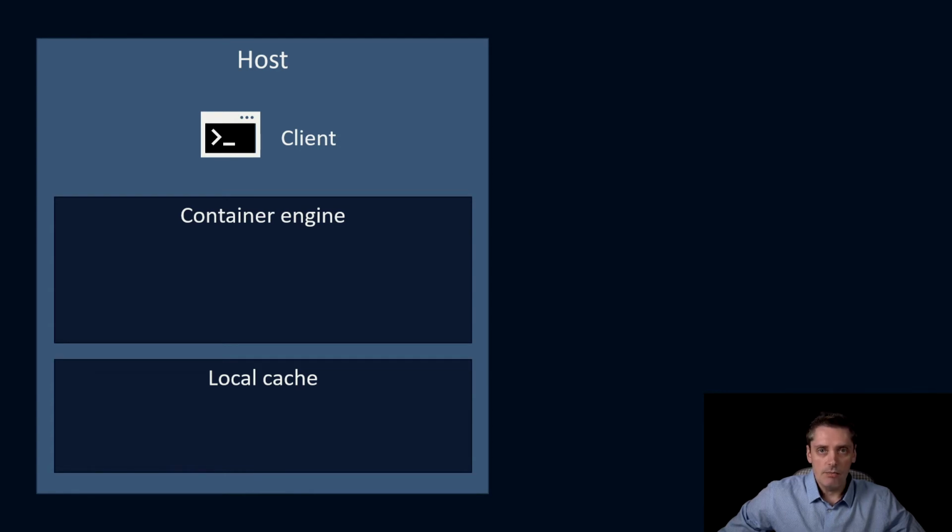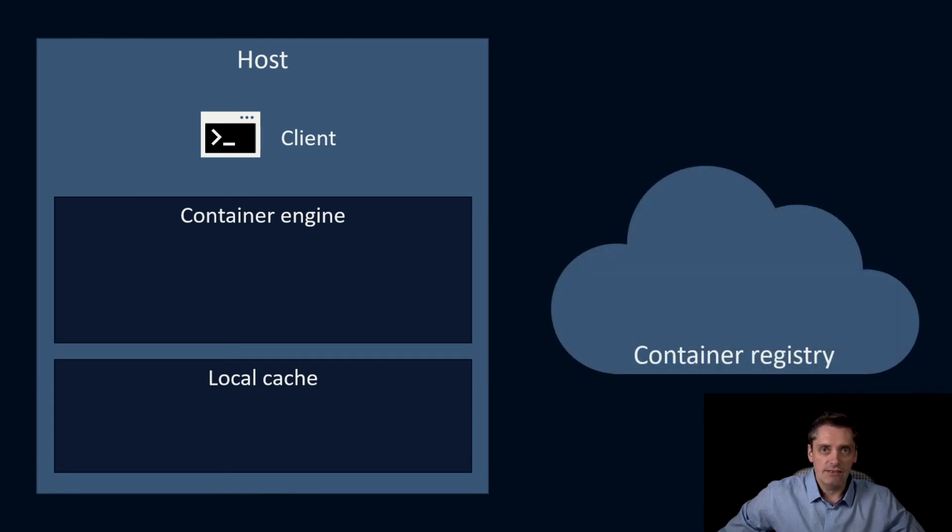And the last but not least component is a container registry, which is just an external storage of container images. I draw it as a cloud not because it's always a cloud service, but just to show that usually it is hosted outside of the host. So it is an external service. Now, when all the components involved in the process are defined, let's see how they are working together.